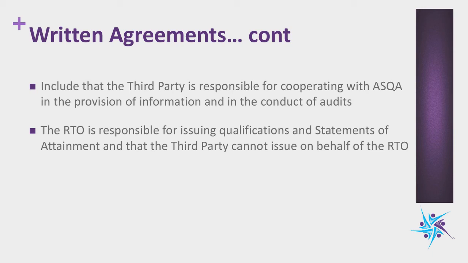The RTO is responsible for issuing qualifications and statements of attainment, and the third party cannot issue on behalf of the RTO. Now, I've seen this on a number of occasions where the third party was issuing the certificate. You can't do that. The third party is not an RTO. Only RTOs can issue certificates. So you need to ensure that it's clear that these third parties cannot issue certificates.